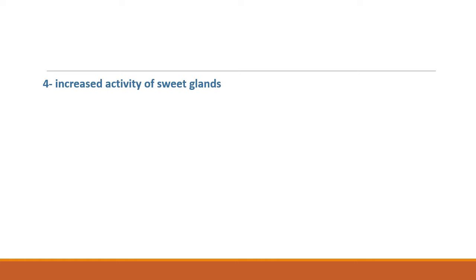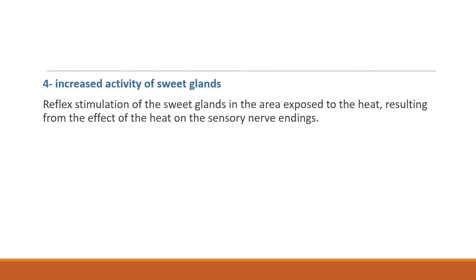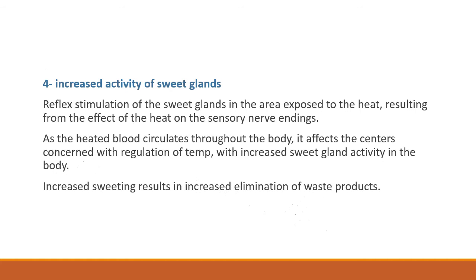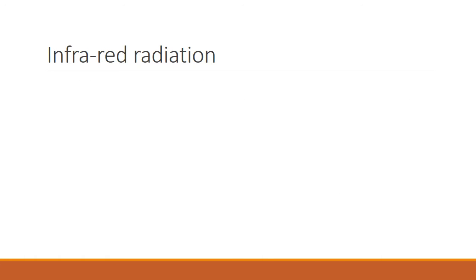Fourth, increased activity of sweat glands. Reflex stimulation of the sweat glands in the area exposed to the heat results from the effect of the heat on the sensory nerve endings. As the heated blood circulates throughout the body, it affects the centers concerned with the regulation of temperature, with increased sweat gland activity in the body. Increased sweating results in increased elimination of waste products.